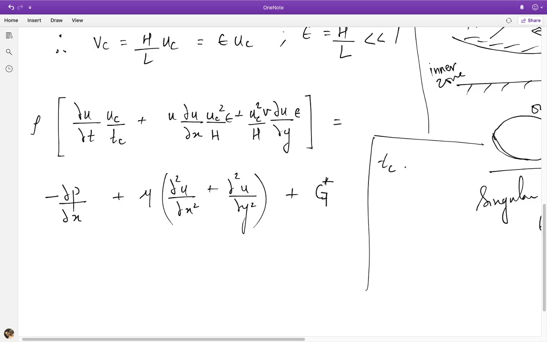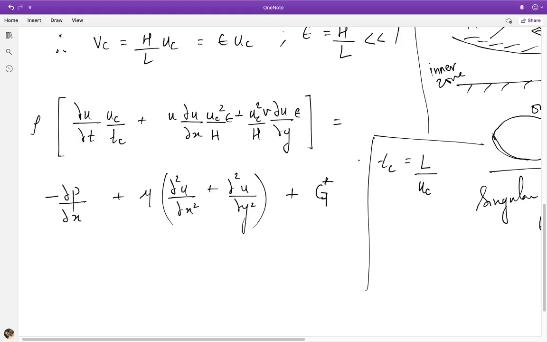So let me simultaneously give you the choices for my scales here. If I choose a time scale given by L over UC, which is the time scale with which things change in the horizontal direction, in our case because there are variations in the gap width. So this is a sort of Lagrangian time scale associated with variations in the gap, and because the variations are slow, a long wavelength, we expect this to be a long time scale. The short time scale would be H by UC.